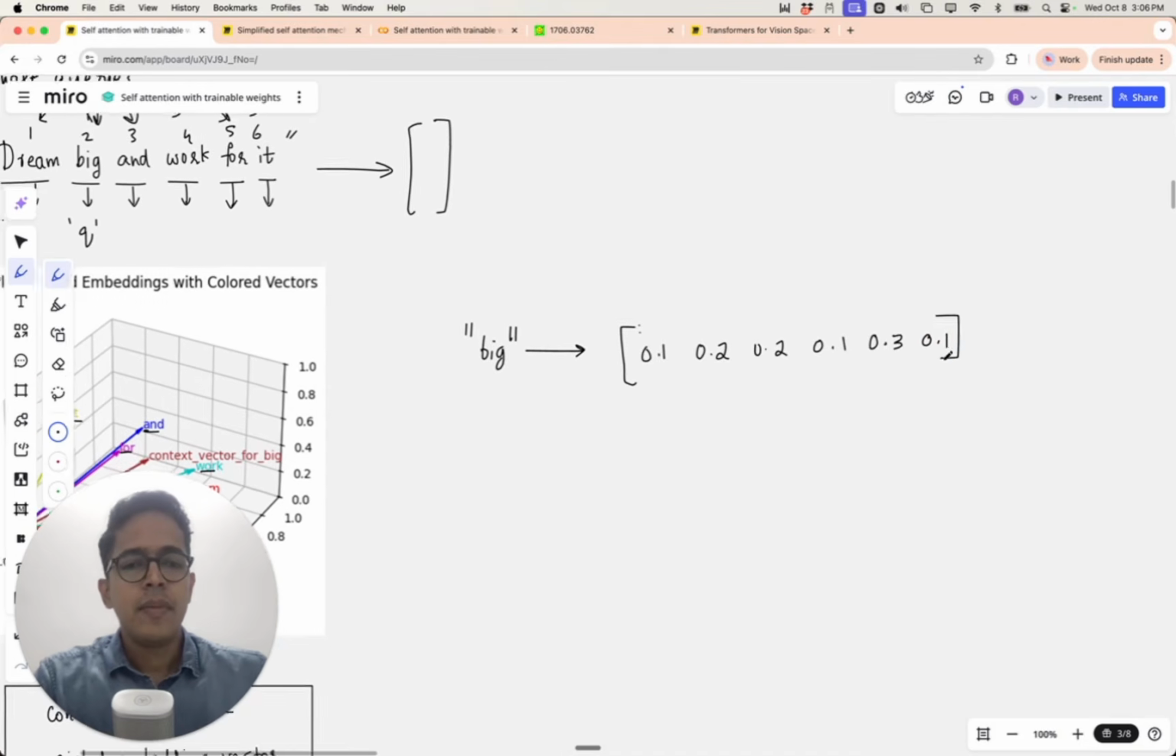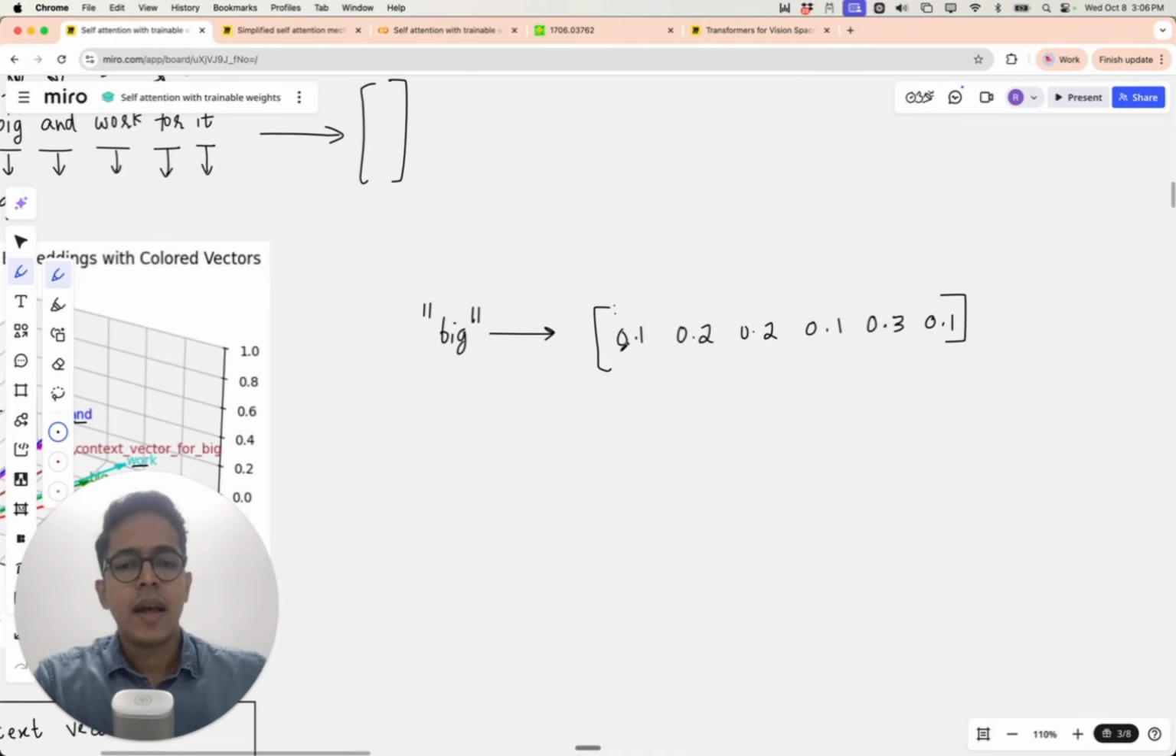Now, if you add up these numbers, there are 6 numbers, and if you add them up, it will be 1. So 0.1 plus 0.2 plus 0.2 is 0.5, then 0.6, 0.7, 0.8, 0.9, and then 1. So you can view this as percentages. Our sentence is "dream big and work for it." Now what this means is dream should pay 10% attention to big.